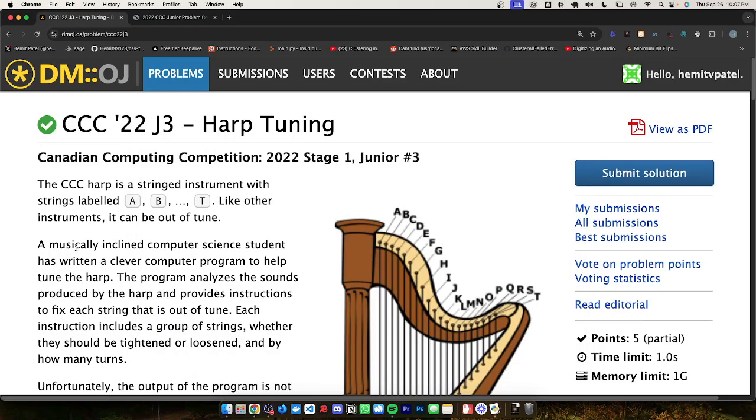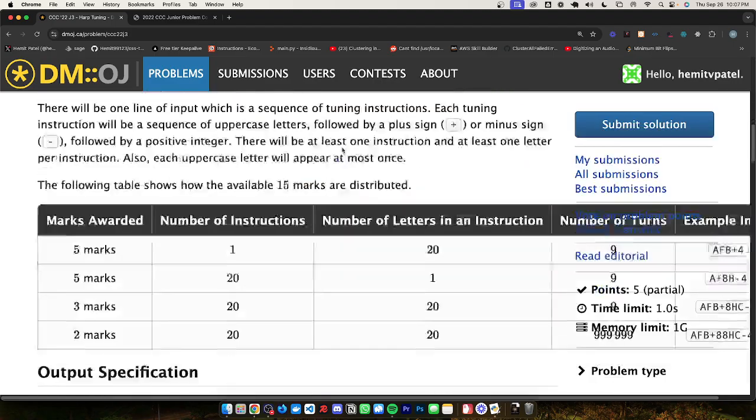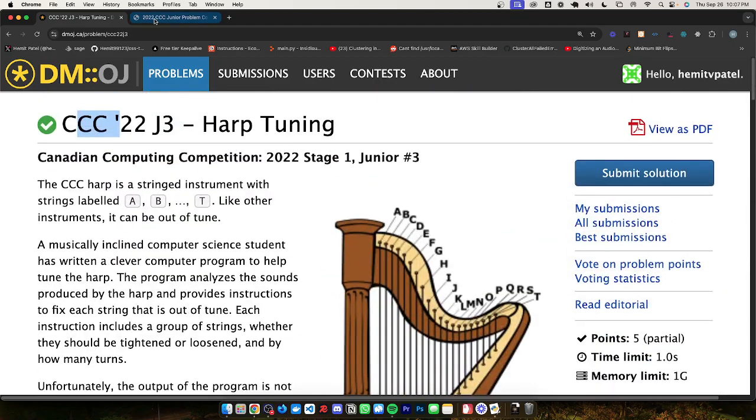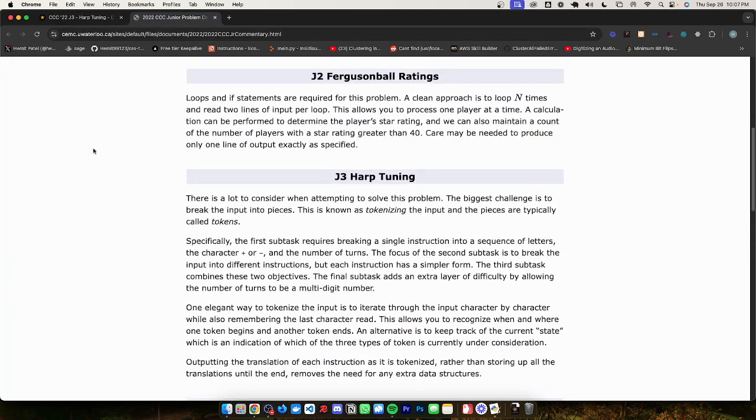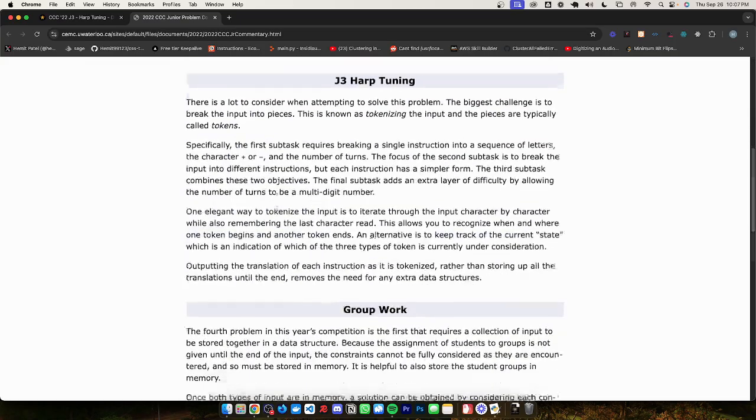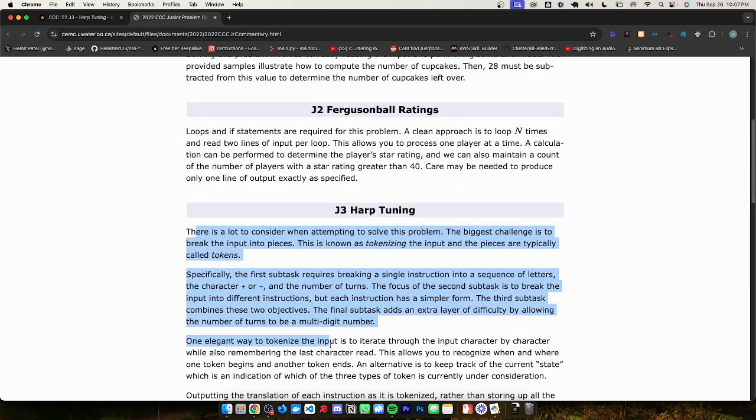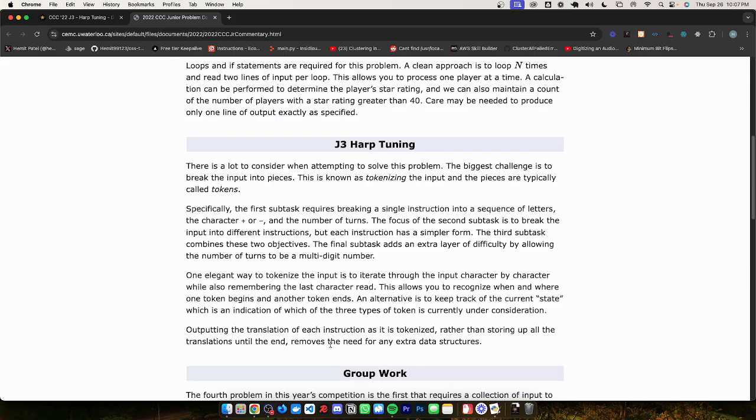Hey everyone, today we're going to be learning about how we can solve the CCC, or Canadian Computing Competition, 2022 J3 Harp Tuning Challenge. Before I go ahead and explain everything, you can also read the solution or the commentary on the problems, which guides you on how to figure out how to solve it.